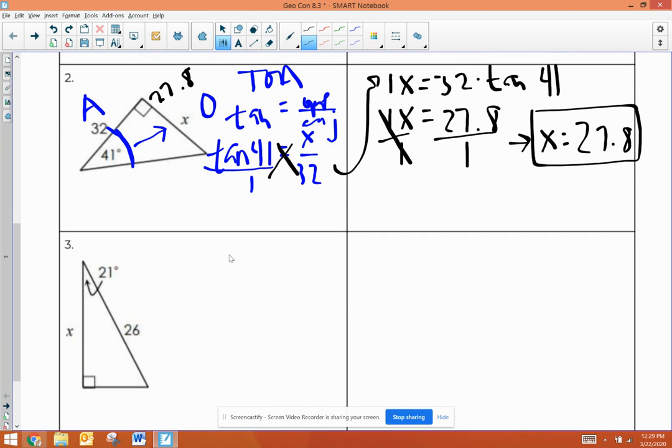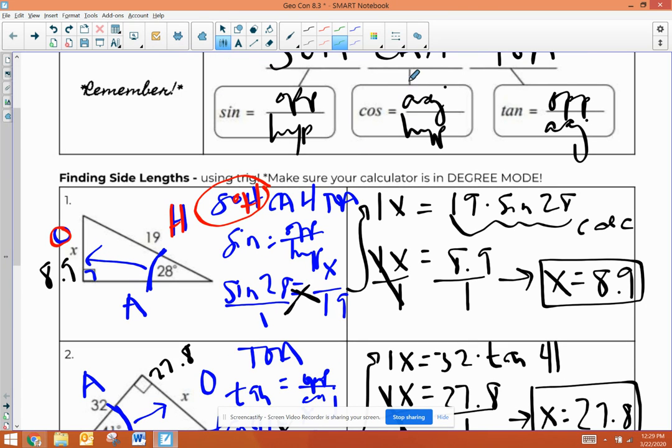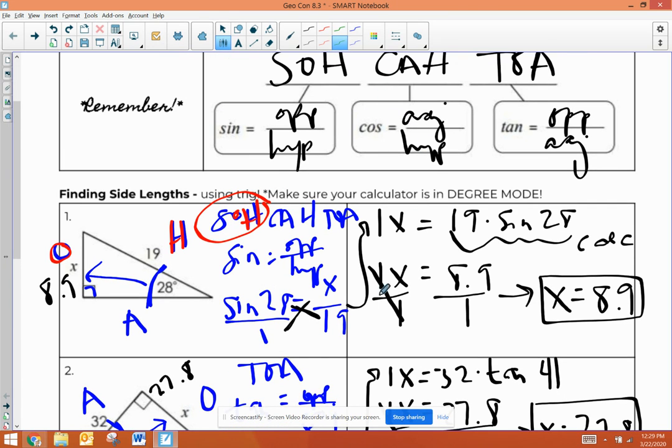So let's see about this next one. Should I do a little... Oh, see? That's why I messed up. I got a stylus. Let's see. Okay. Mark the angle that we're using, 21. And let's label across from the right angle, that's the hypotenuse. Touching the angle, that's the adjacent. So I have the adjacent side and the hypotenuse. So when I have adjacent and hypotenuse, that's going to be cosine.